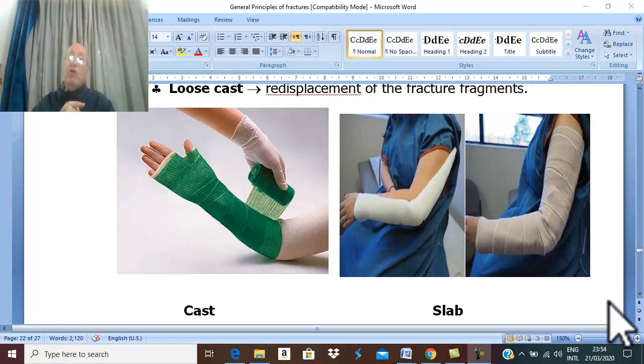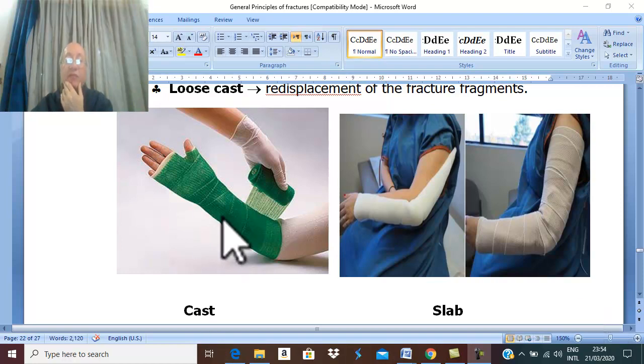What are the methods of fixation and immobilization? The commonest method for fixation or immobilization is external fixation by plaster of Paris. Plaster of Paris is also called POP, the abbreviation POP. What is the indication of plaster of Paris?